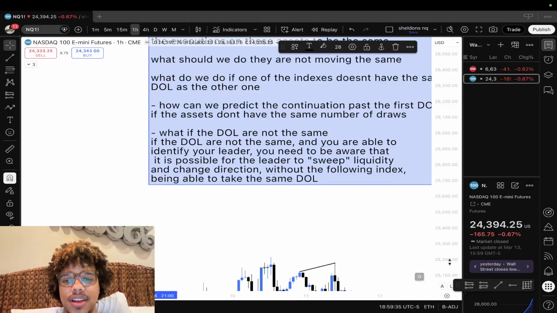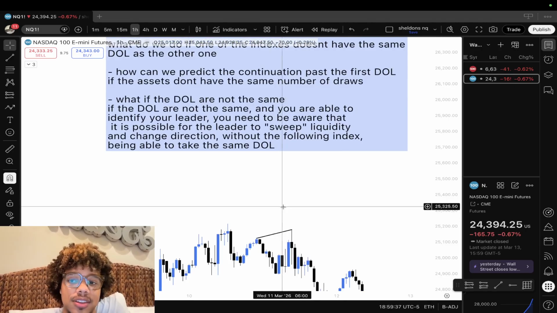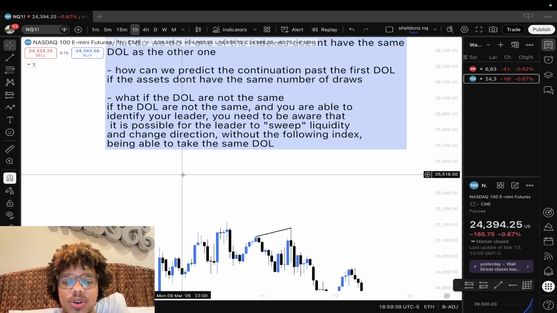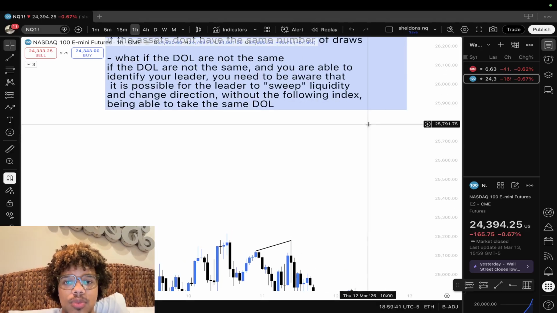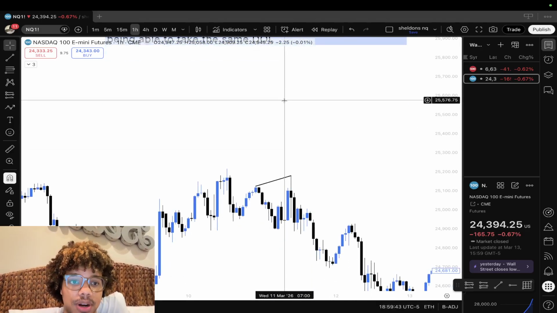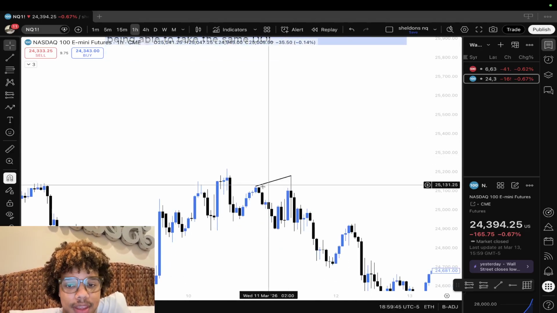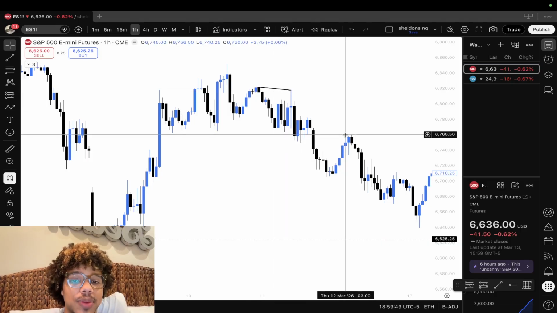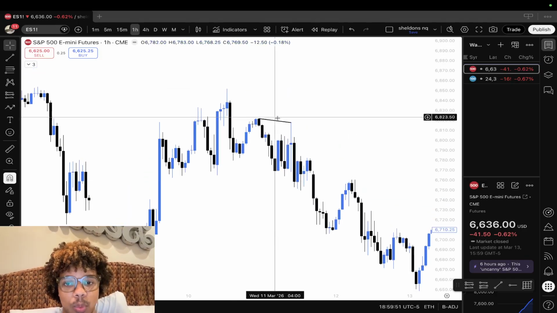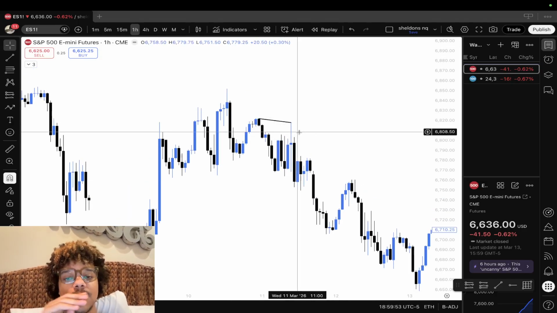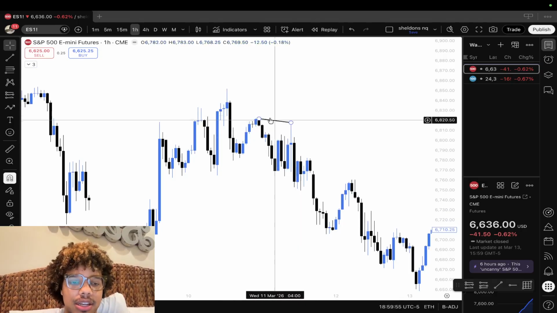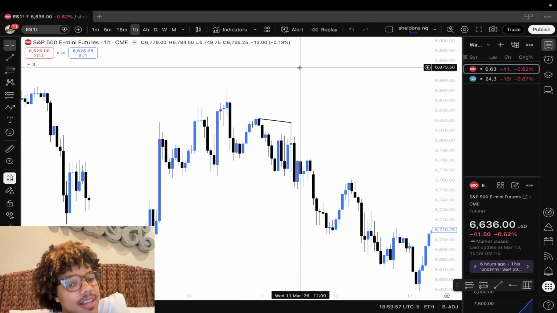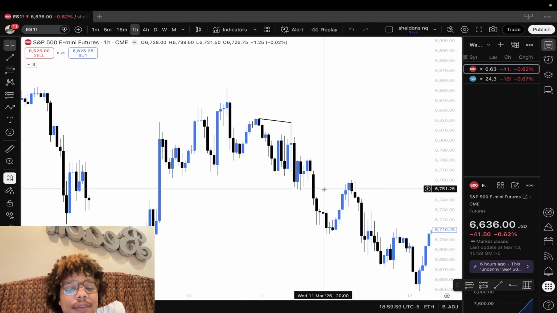So this is basically SMT. If the draws of liquidity are not the same, and you are able to identify your leader, you need to be aware that it is possible, because in this case the NASDAQ swept out these highs and then we started going lower. It is possible that your following index does not do that, which in this case would be ES. ES did not do the exact same thing as NASDAQ, yet it had the same result after all, right?